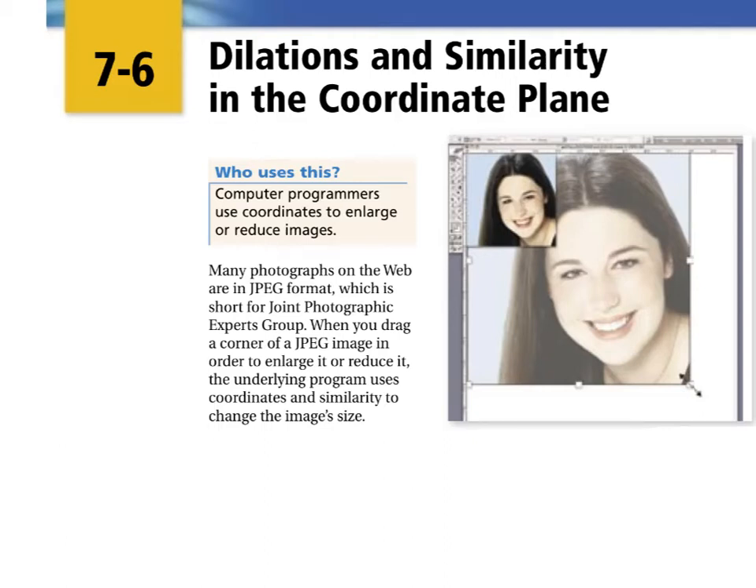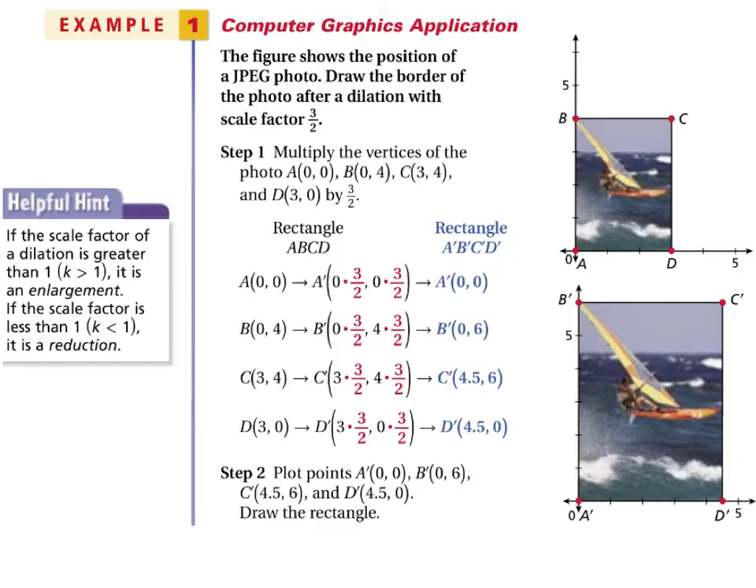In section 7.6, which is the last section in chapter 7, we're going to talk about dilations and similarity in the coordinate plane. Now, we've already talked about dilations, and now we're going to relate it to similarity in chapter 7. Now, as you remember, a dilation is a transformation that changes the size of the figure but not its shape. So you don't need to write this problem down.